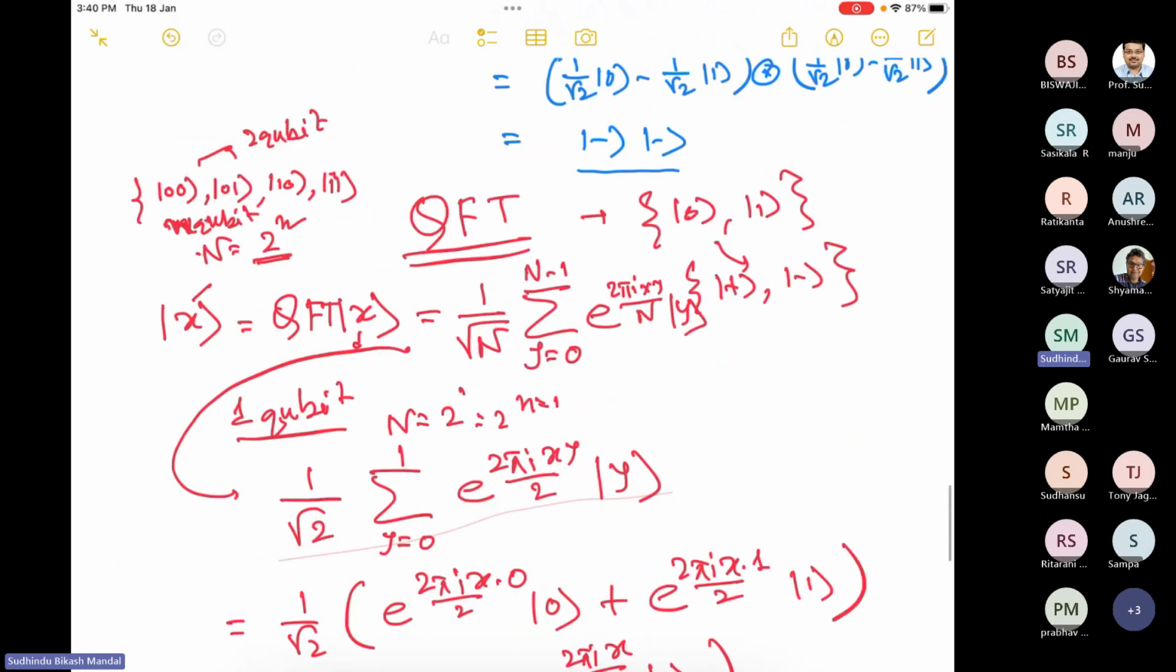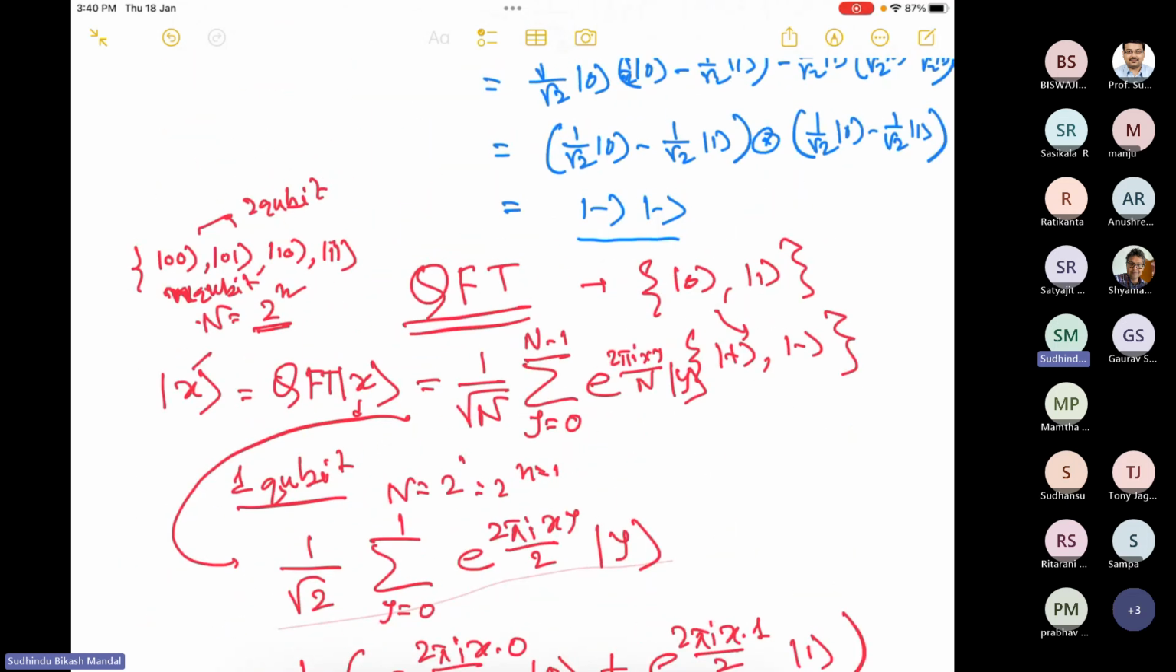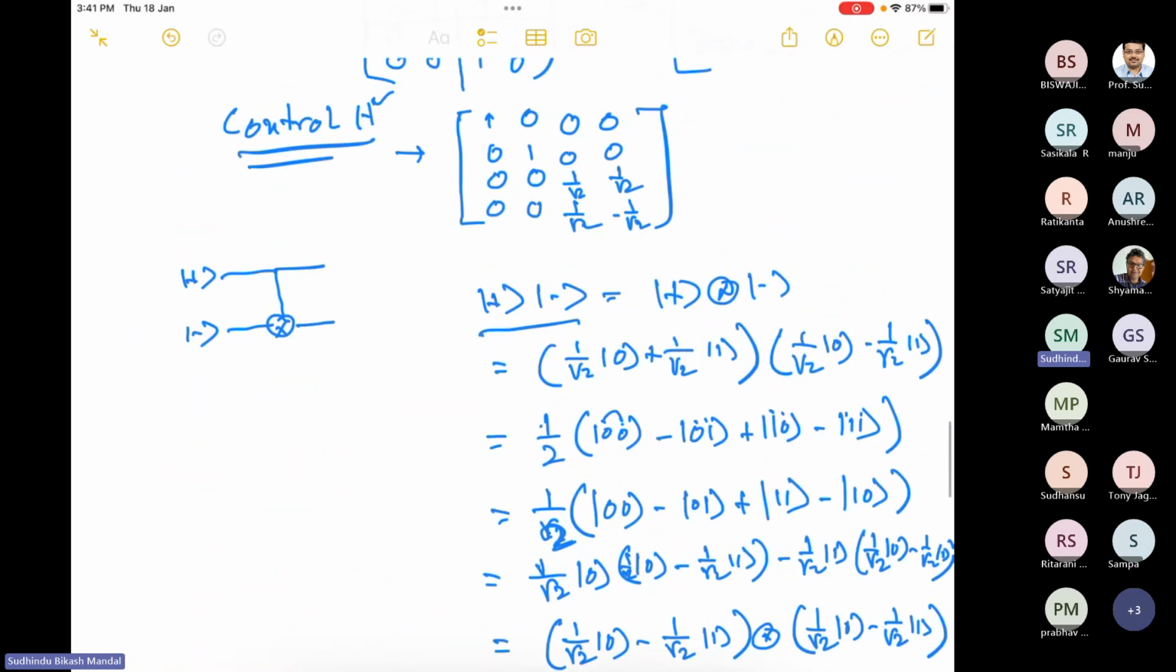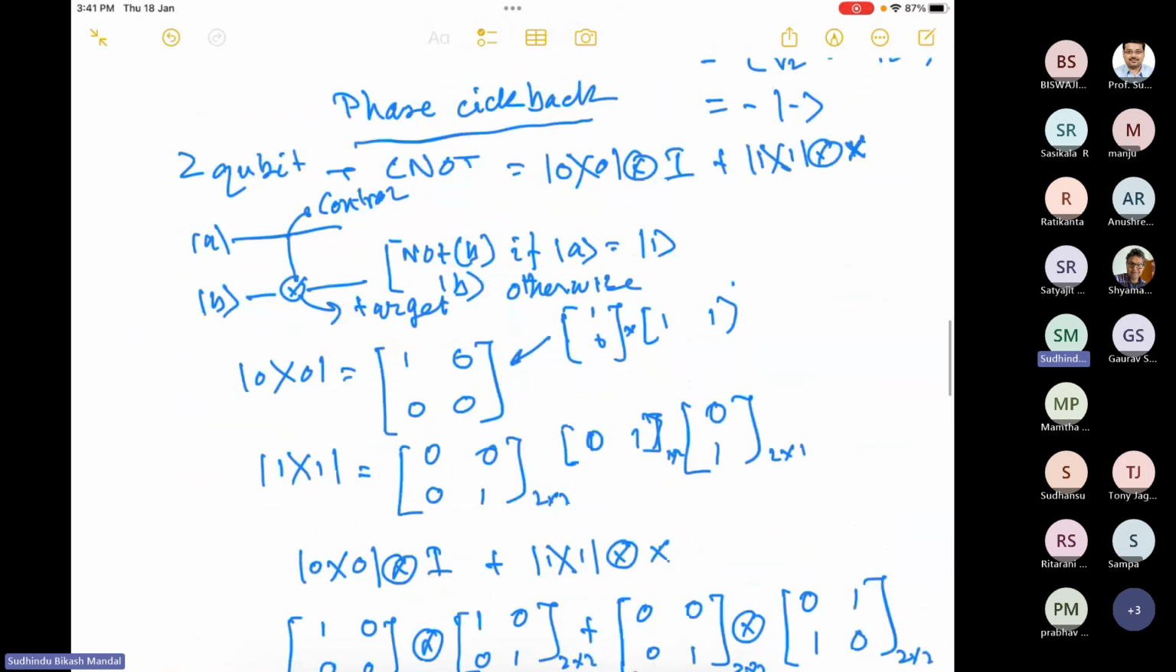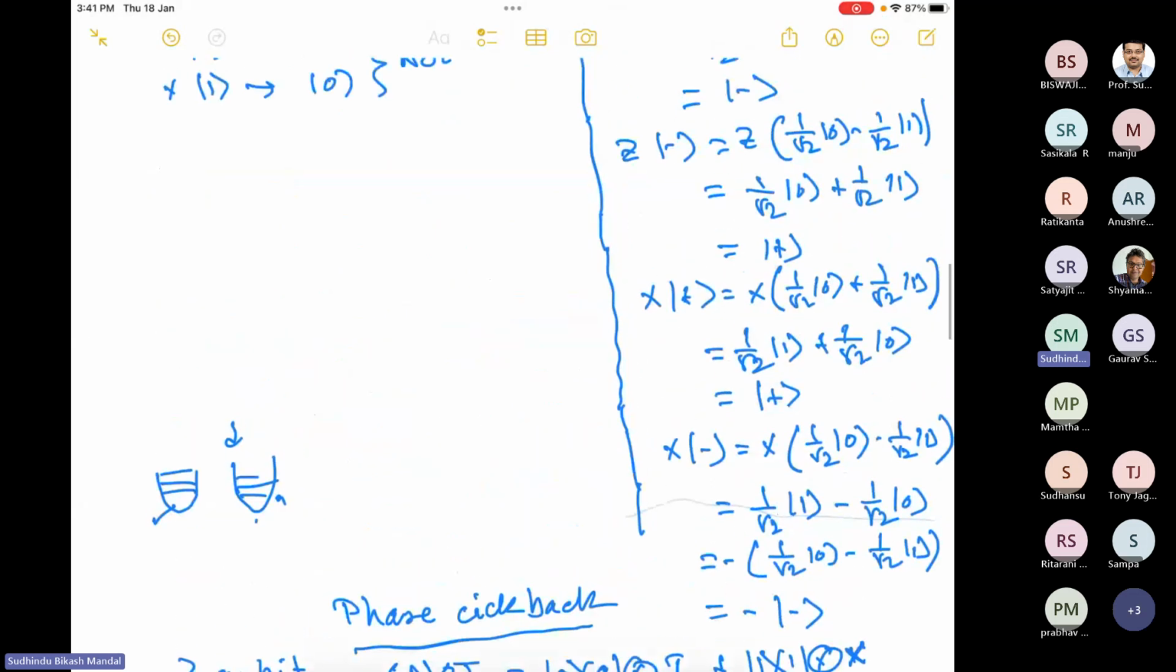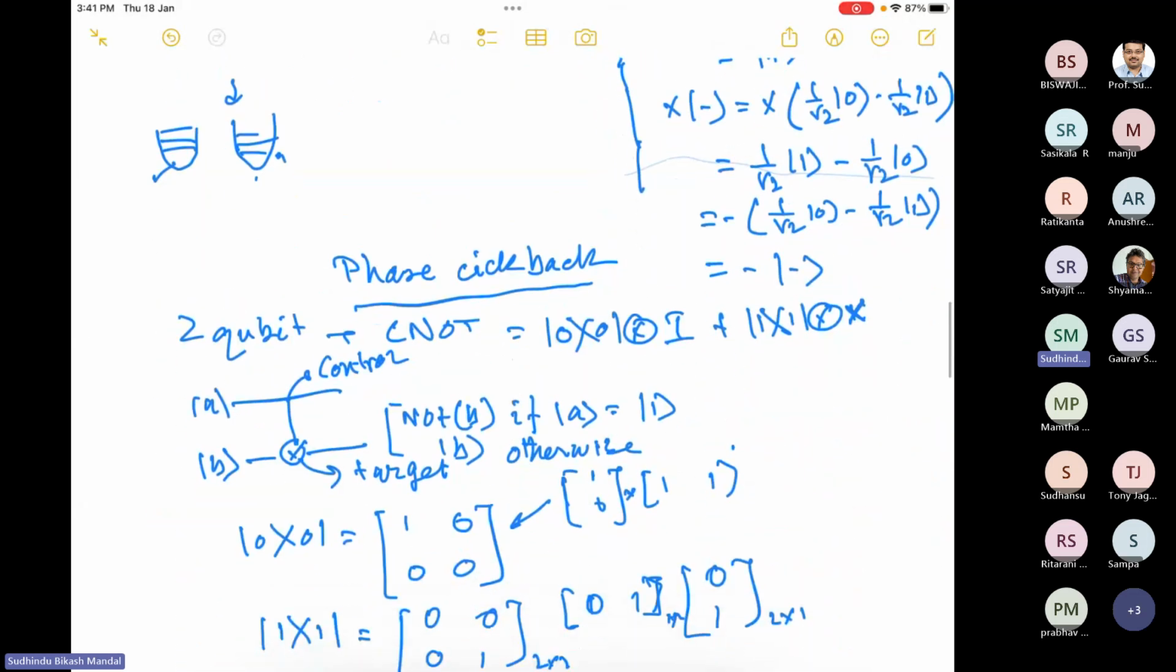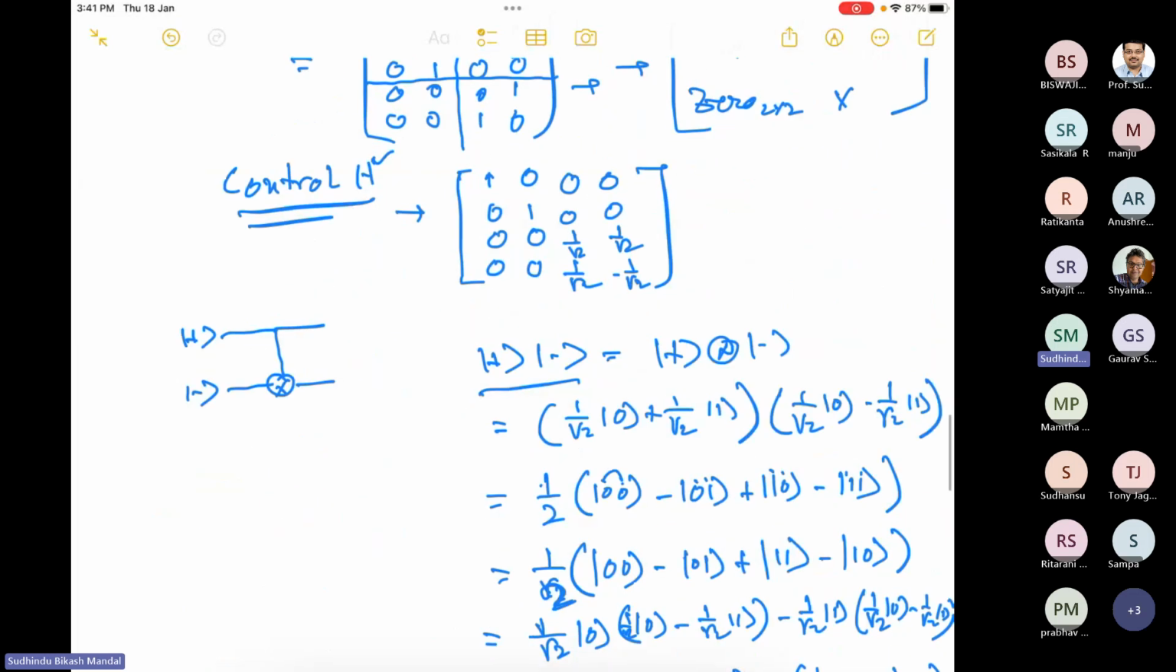That's why, for the 1 qubit case, this plus minus basis is called a Fourier basis. That's why I spent time to say what this X basis and computational basis are.